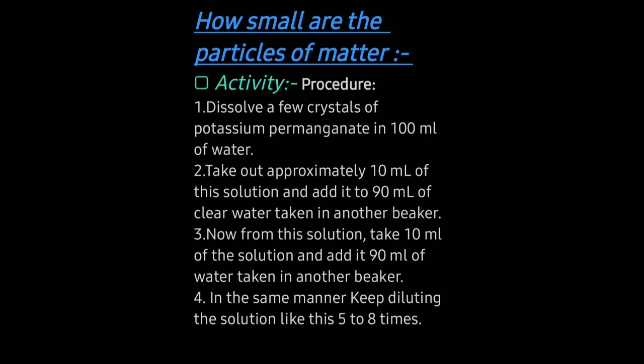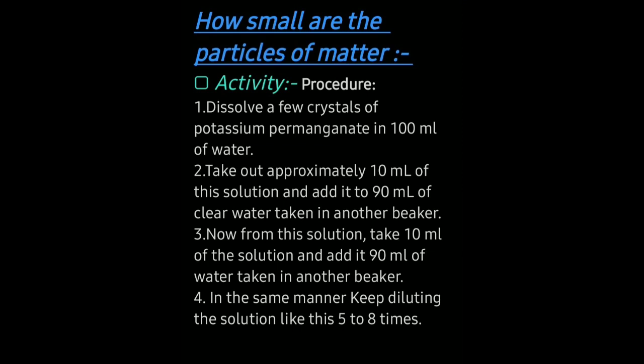For this we will perform another activity. What we have to do is dissolve a few crystals of potassium permanganate in 100 ml of water. Now take approximately 10 ml of the solution and add it to 90 ml of clear water taken in another beaker. Now from this solution take 10 ml and add it to 90 ml of water taken in another beaker. In the same manner, keep diluting the solution like this 5 to 8 times.